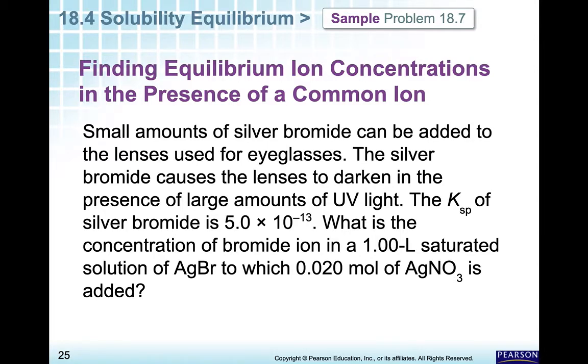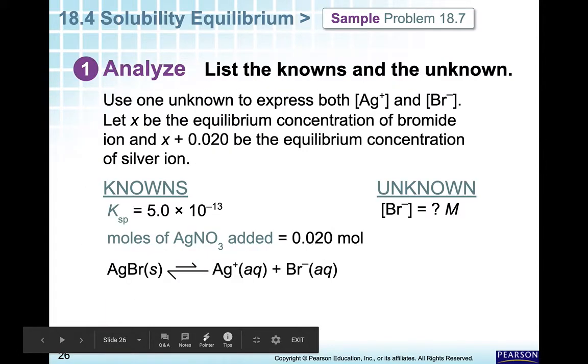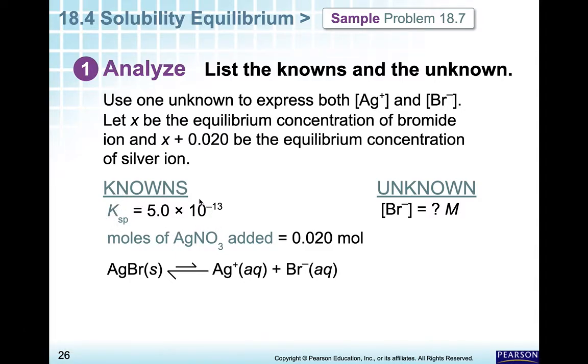Silver bromide would fall into our insoluble to slightly soluble compounds if we found it on that table. So we're going to form an equilibrium, and then we're going to add some silver nitrate, which would fall under the soluble category in our table. So what do we know? Well, we were given the Ksp, the solubility product constant of silver bromide, and we know how much silver nitrate we're adding. We want to figure out the bromide ion concentration at equilibrium.